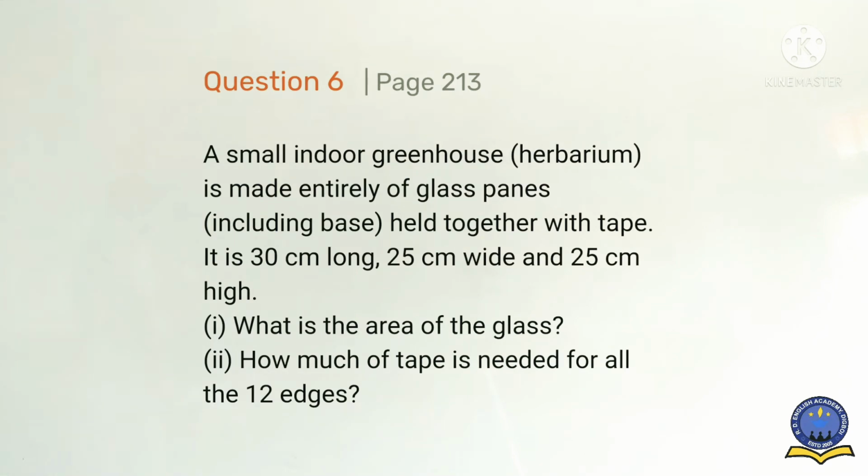Here 2 questions are given. The first one is, what is the area of the glass? First of all, we have to find that out. And the second one is, how much tape is needed for all the 12 edges? So in this case, a small indoor greenhouse herbarium is given to us, and we have to find out the total area first of all.